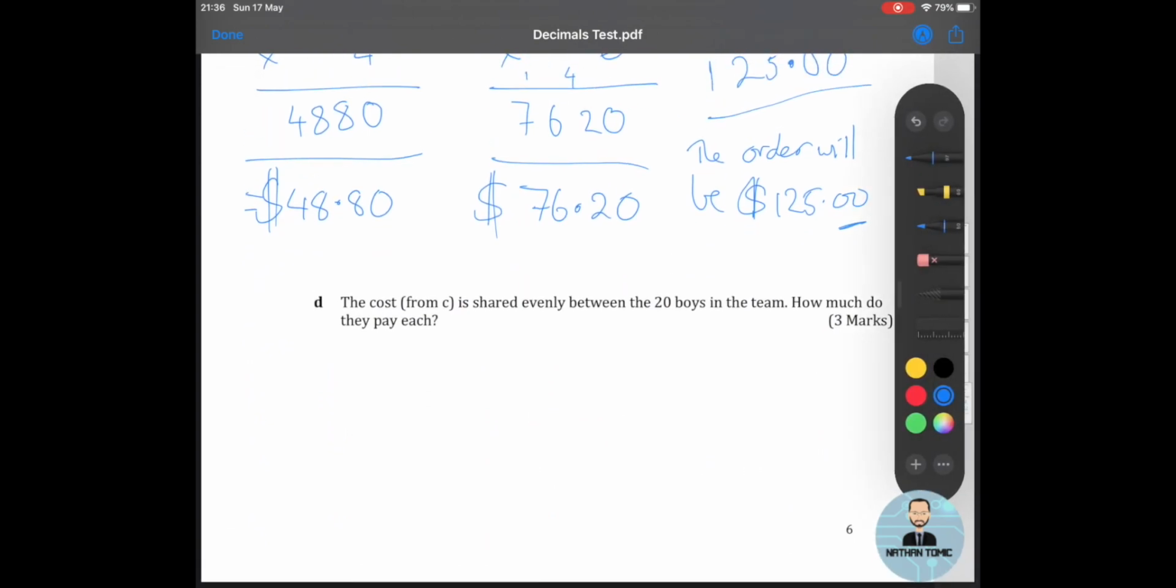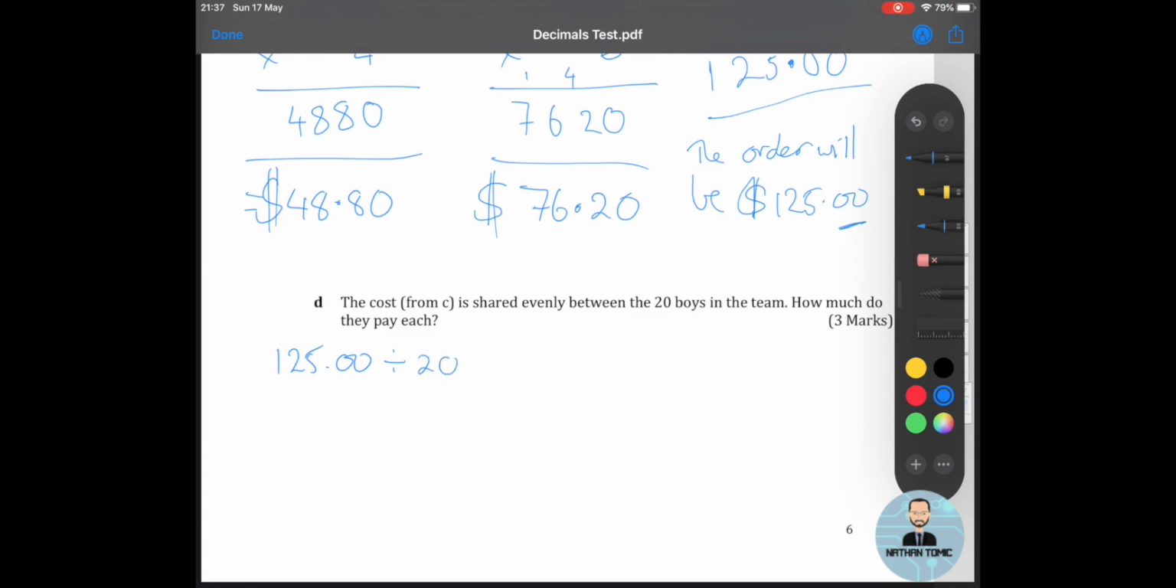And our last question for the test. Here we go. So again, this relies on your answer to part C above. So the cost from above, part C, is shared evenly between 20 boys in the team. How much do each of them pay? So hopefully you realise that this is a division question. So essentially what you're saying is take the number from above, so that was 125.00, divide it by 20.